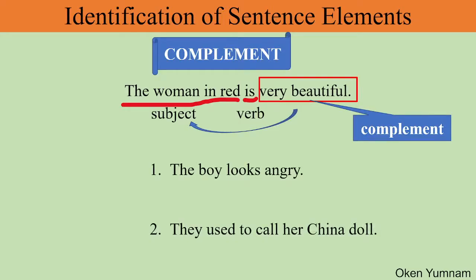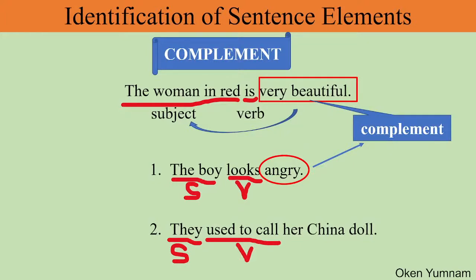Let's see 2 more examples. The boy looks angry. The boy is the subject, looks is the verb, and angry would be the complement. The boy is the one who is angry. Number 2, they used to call her Sinado. They would be the subject, used to call the verb, her the object. And who is Sinado here? Sinado is her. She is Sinado. So this is a complement to the object. Earlier, in sentence number 1, it was a subject complement. Here it is an object complement.